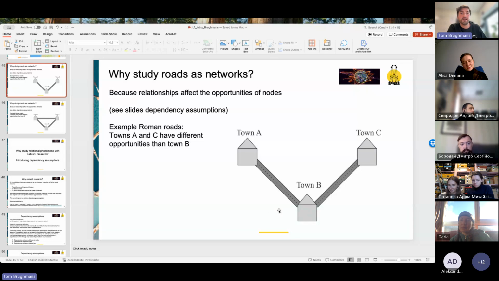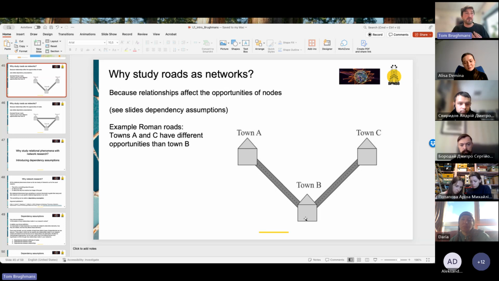Town B here is the only town that has the opportunity to levy a tax on all of the movement of people and goods between town A and town C. It's because of its position on these roads as an intermediary that it's able to levy a tax. Town A and town C do not have the opportunity to control the flow of people and goods if the relationships are like this. So here's an example of a dependency assumption.